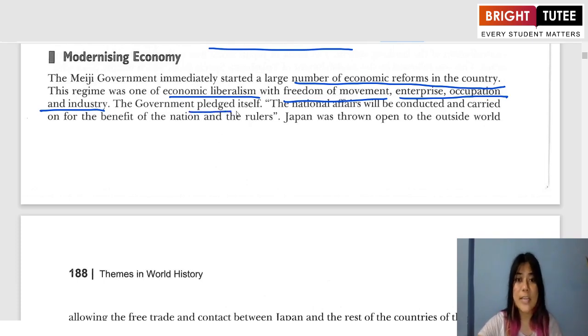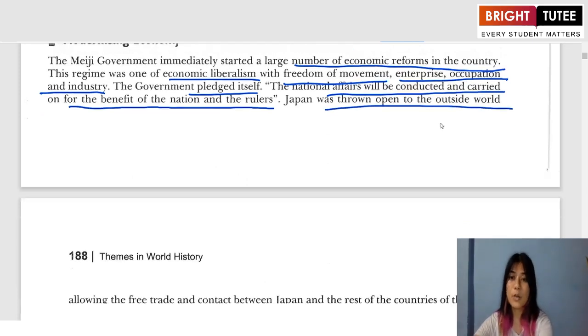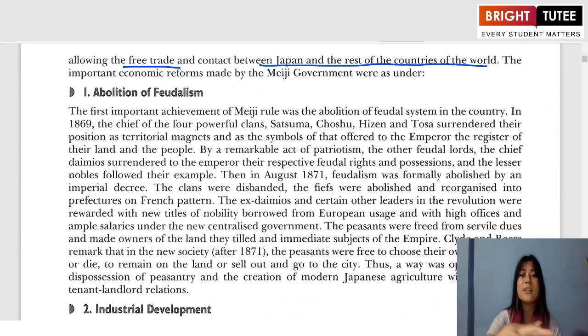The government pledged that national affairs would be conducted and carried on for the benefit of the nation and the rulers. So the Meiji government promised that whatever affairs it conducted would be carried out only for the benefit of the whole nation, the country along with its people as well as the rulers. Now what happened? Japan was thrown open to the outside world. It not only opened its doors to foreigners and outsiders, but it also allowed free trade, and began establishing contact between Japan and various other countries in the world.